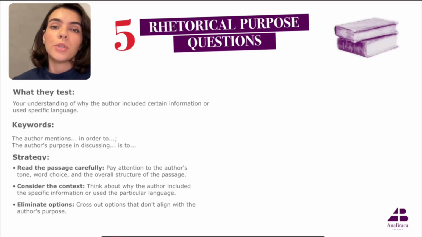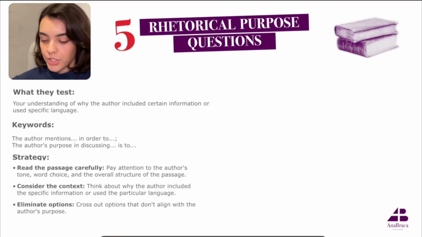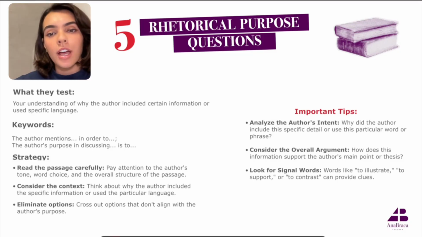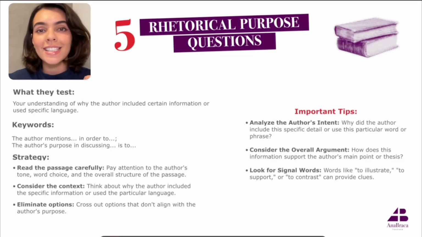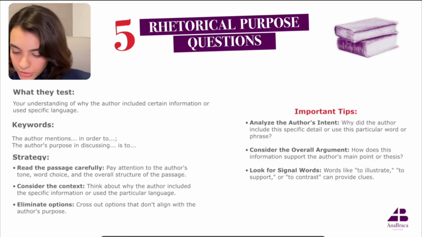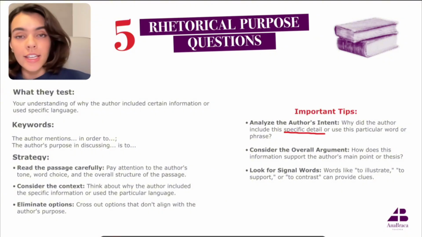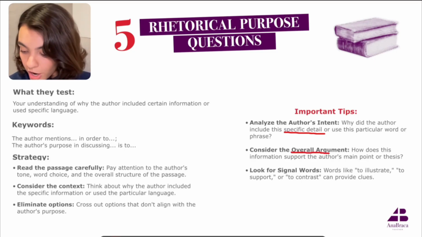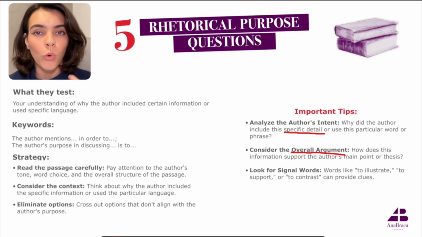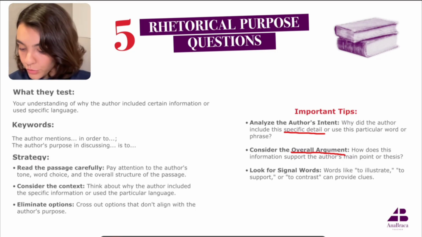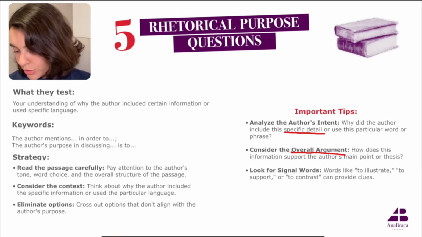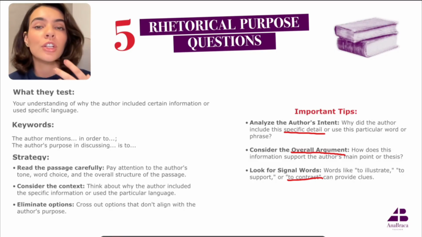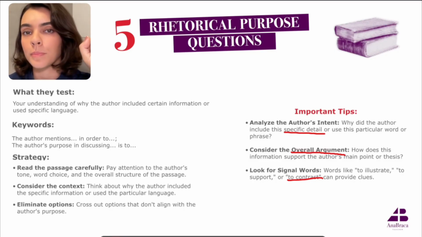Now, some important tips on how to deal with rhetorical purpose questions. So the first thing you have to have in mind is to analyze the author's intention. Okay, why did the author include any specific detail in that specific part of the passage? Then consider the overall argument. How does this information support the rest of the arguments in the text? And finally, look for signal words such as to illustrate, to support, to contrast. Those keywords are gonna help you out in this part of the reading part of the TOEFL.